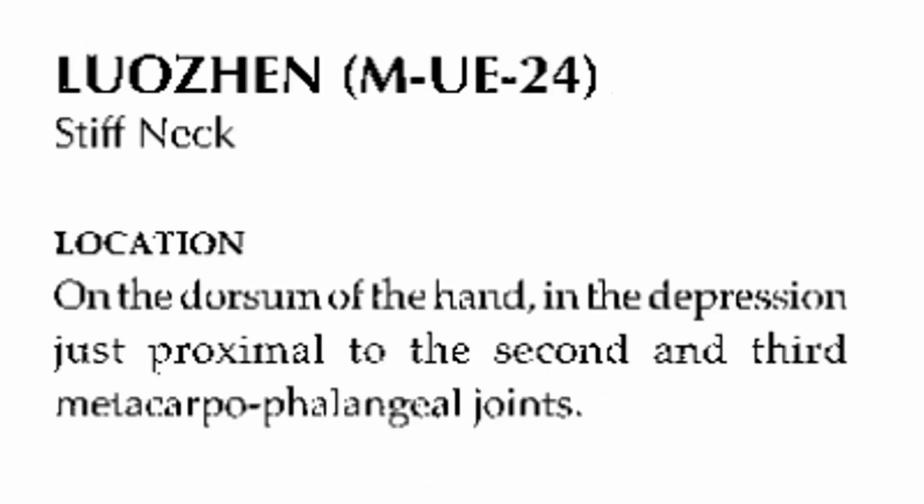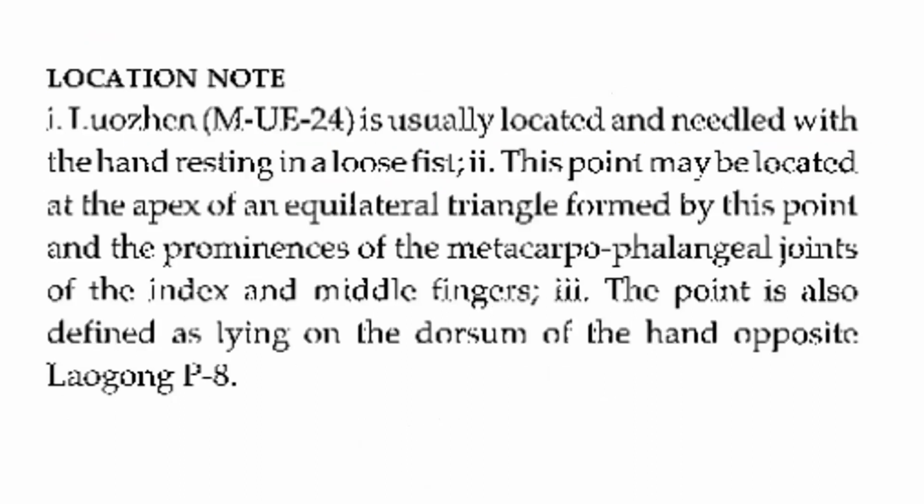MUE24, stiff neck. Location: on the dorsum of the hand in the depression just proximal to the second and third metacarpophalangeal joints. Location note: MUE24 is usually located and needled with the hand resting in a loose fist. This point may be located at the apex of an equilateral triangle formed by this point and the prominences of the metacarpophalangeal joints of the index and middle fingers. The point is also defined as lying on the dorsum of the hand opposite P8.